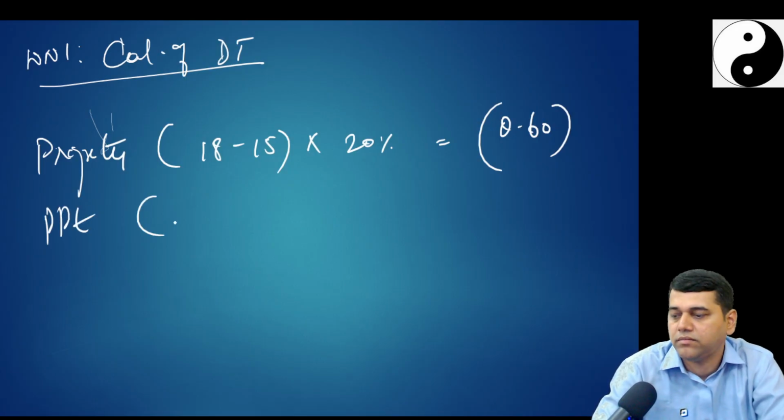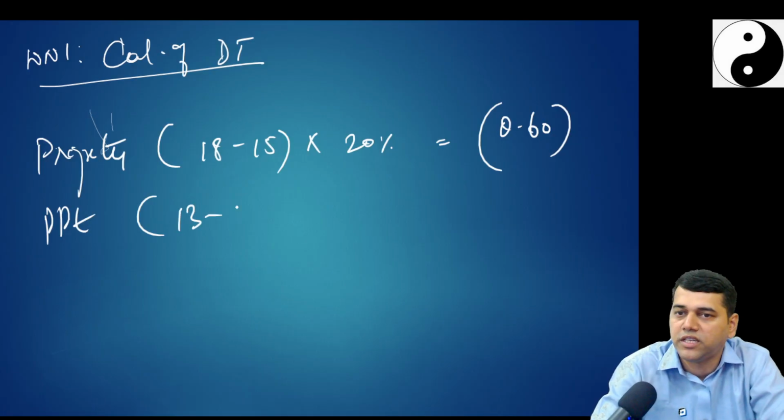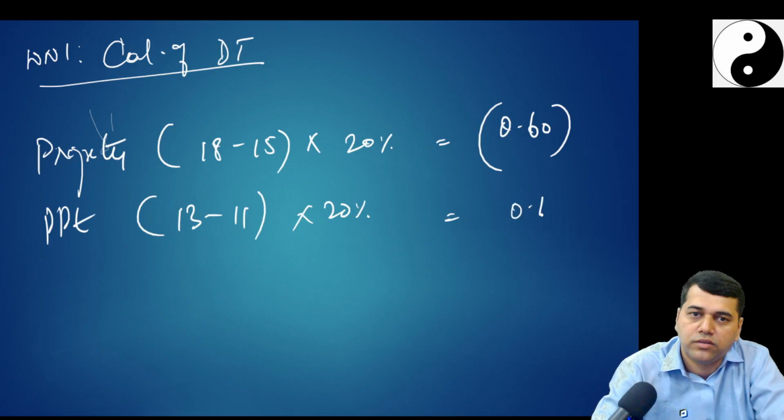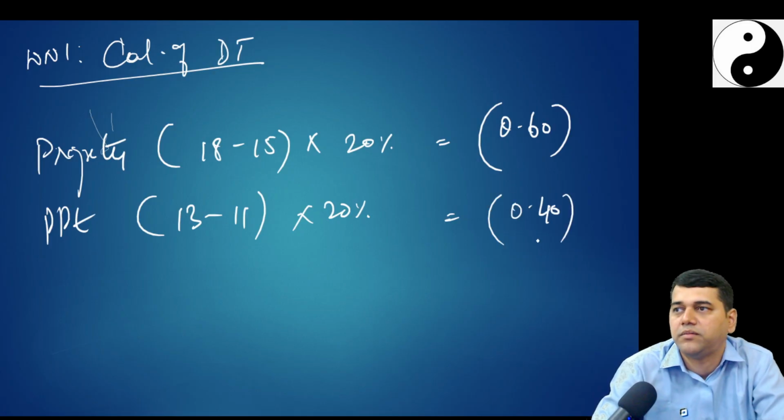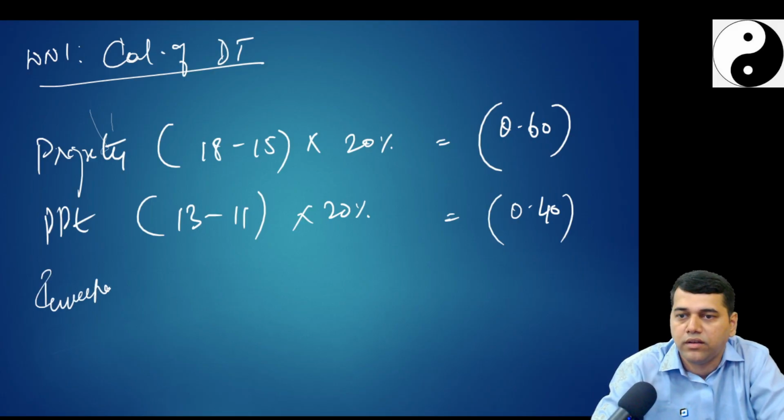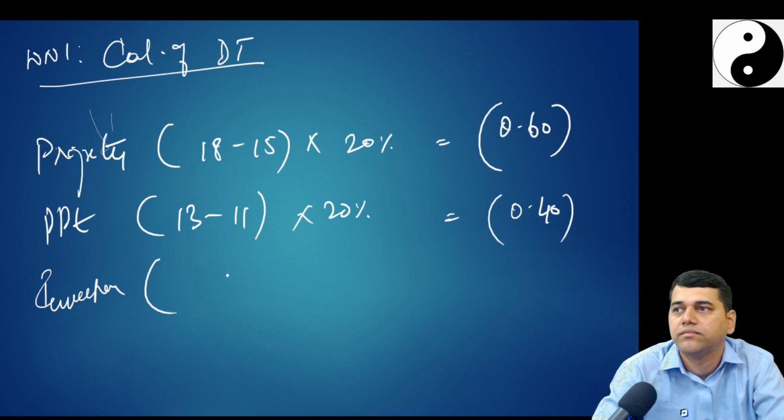PPE, same story, 13 minus 11 into 20%, 0.40 deferred tax liability. Inventory, how much is my inventory? What is the fair value? Book value?